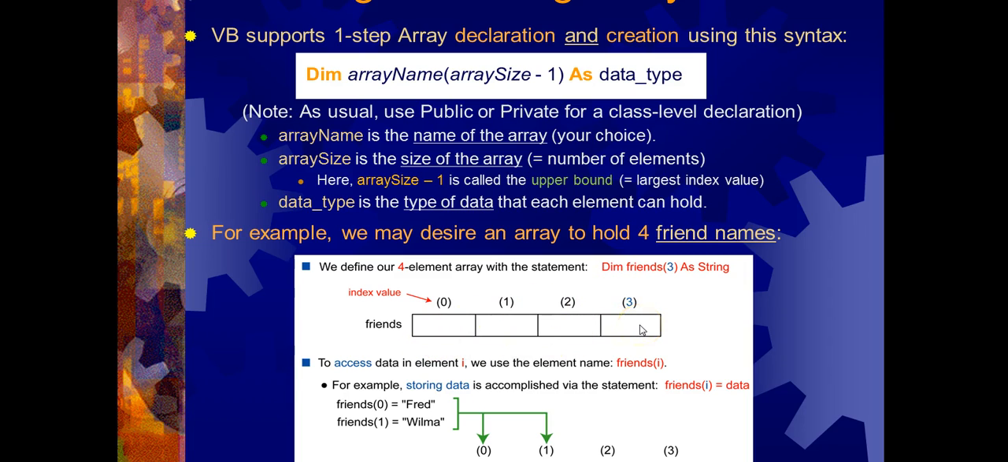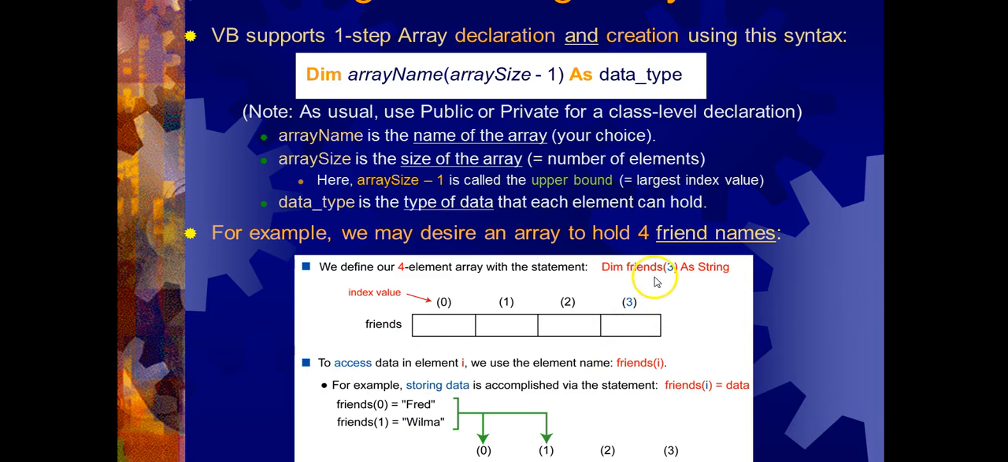Now again, it's kind of weird because actually it's of size 4. It has 4 spaces, it can hold 4 different values in our list. We call the size 4, but we put 3 in here. It's a little bit odd that we put 3 in here, but that's just the way it's done.